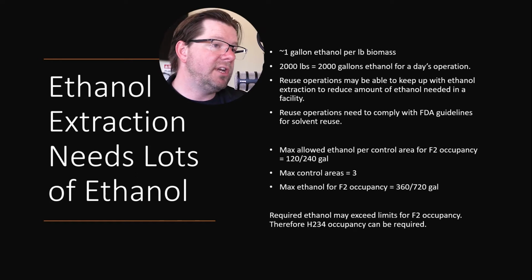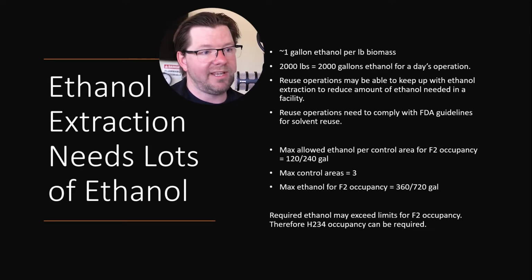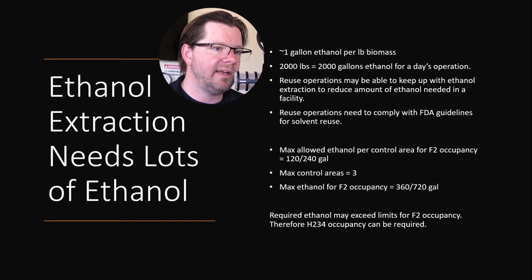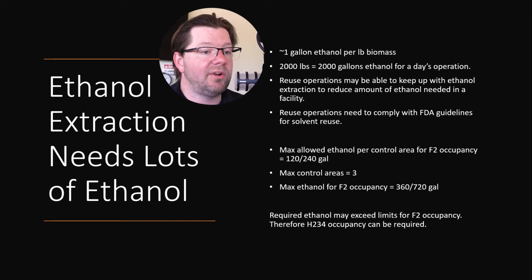Let's just say that you need about 2,000 gallons in an operation. The maximum allowed ethanol per control area for an F2 occupancy is 240 gallons. You can have up to 3 control areas. That means that in your facility, you can only have 720 gallons. That really limits the amount of extraction that you're able to do in an F2 facility.